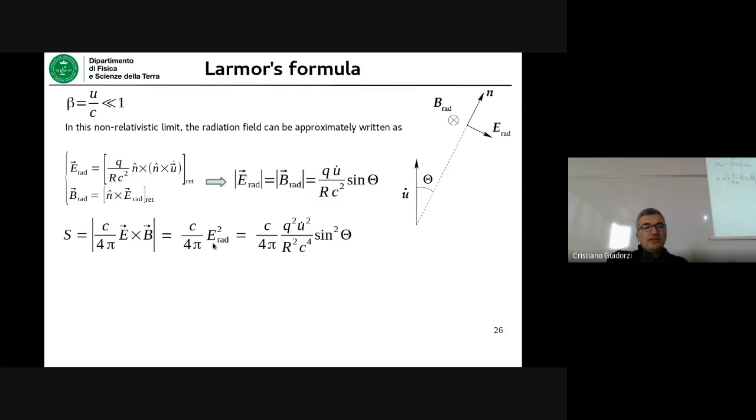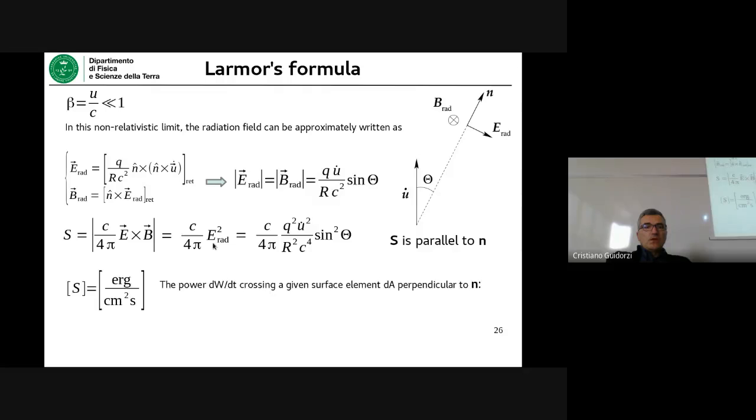I remind you, the Poynting vector means energy per unit surface per unit time. Here, to mean power, I use the notation dW over dt, because W in English is work. So it's just the amount of work per unit time. So this is energy per unit surface per unit time. It means that if you consider a surface element dA perpendicular to N, then S times dA is a power, and this is exactly the amount of energy crossing the surface dA per unit time.